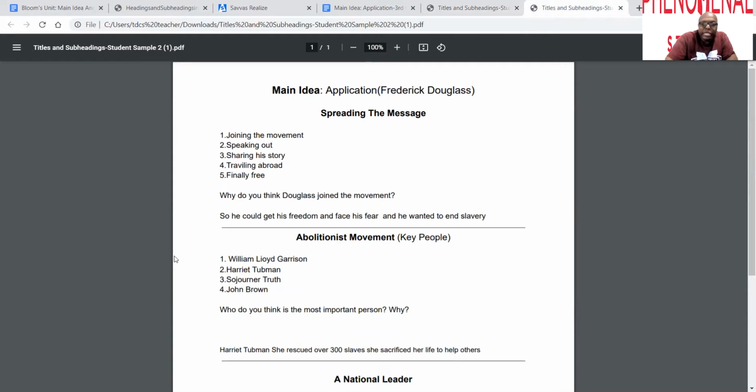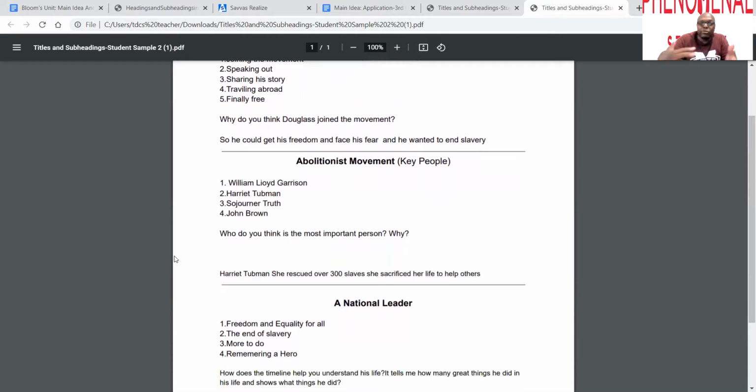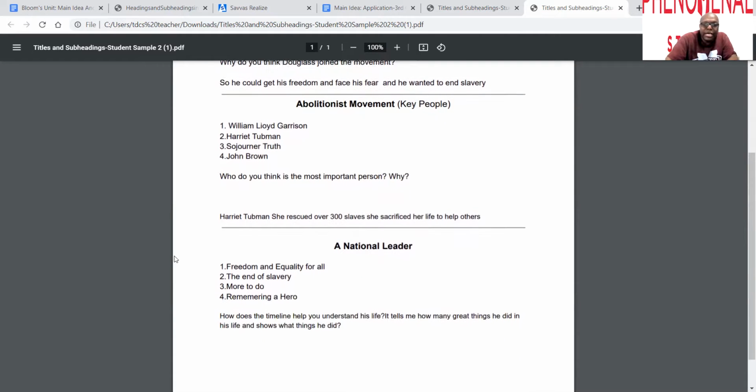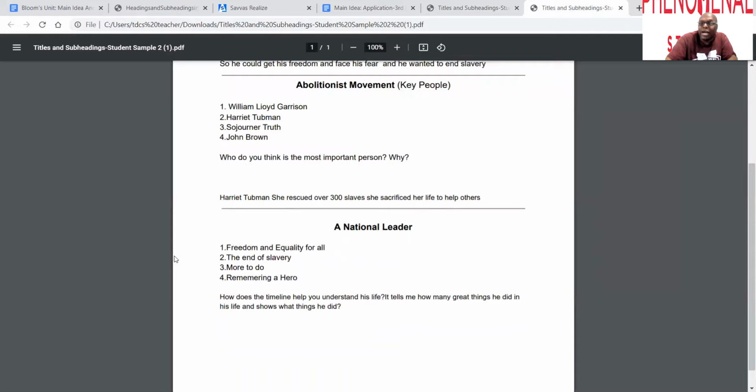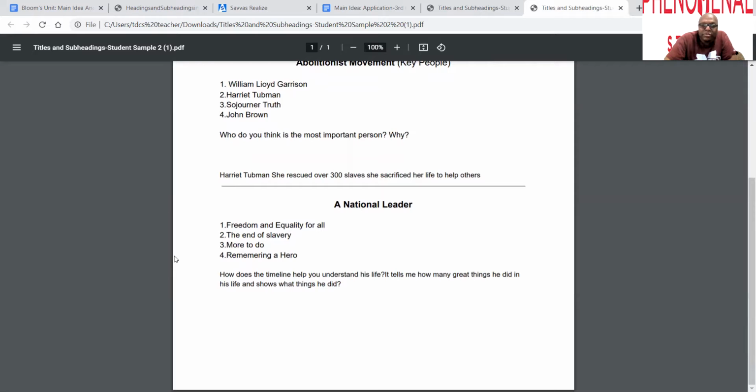All right. And then main idea application again, student sample here. So he could get his freedom and face his fear, and he wanted to end slavery. So that's good. She was able to synthesize all that information. And then who do you think is the most important person? Why? Again, Harriet Tubman. She rescued over 300 slaves. She sacrificed her life to help others. And then a national leader. How does the timeline help you understand his life? It tells me how many great things he did in his life. It shows you what things he did. Perfect response. I mean, literally, that's probably the answer on the test.